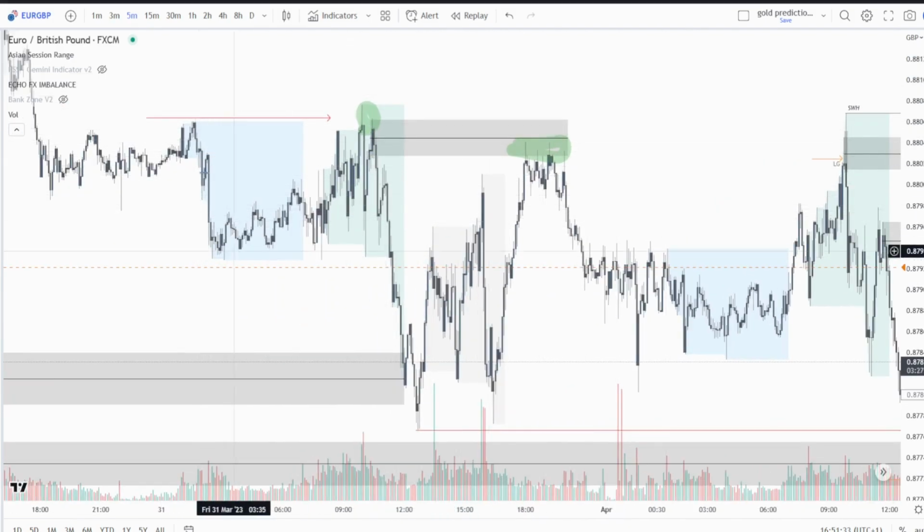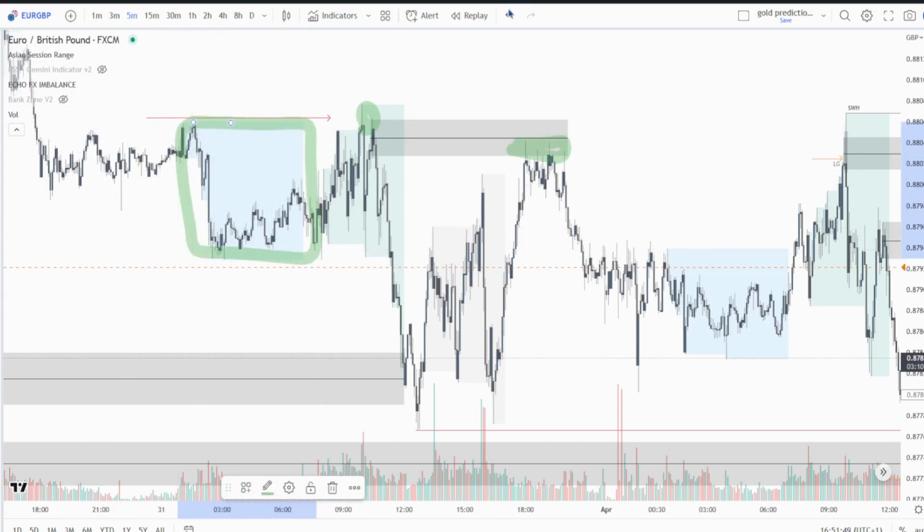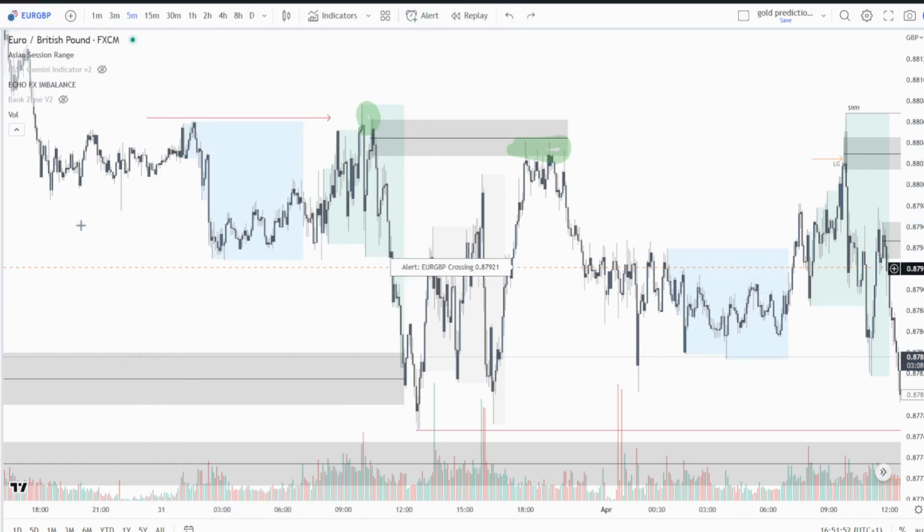Now, I personally, just for my trading plan, would not be paying too much attention to unmitigated areas inside of the Asian session, because this is normally a session that serves as liquidity for the higher volume London and New York sessions.